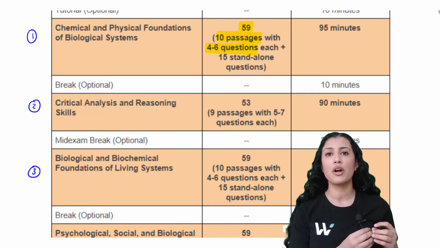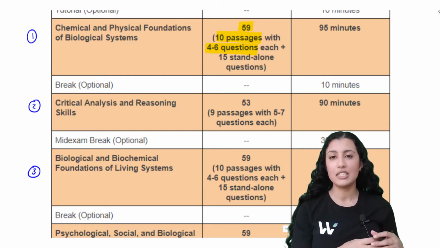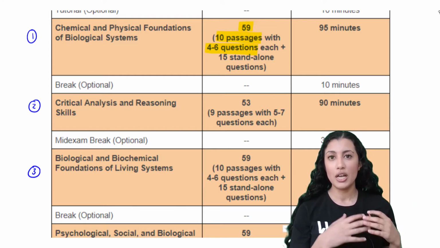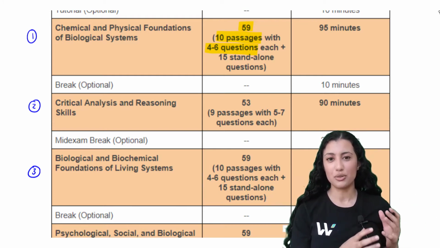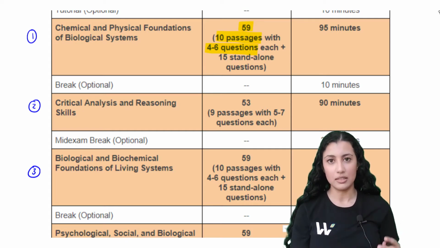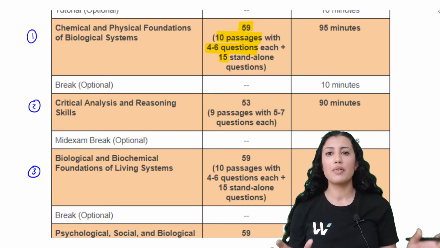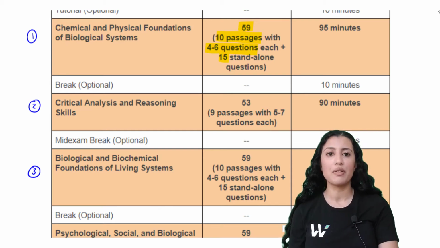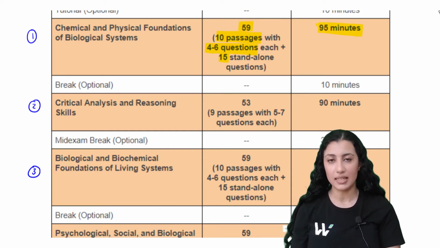Those are questions that are not associated with a passage, and you can use your existing knowledge, not a passage, to answer those questions. So students usually find those ones a little bit easier. Okay, so in total for this section, there are 59 questions, and you're given 95 minutes to complete that section.